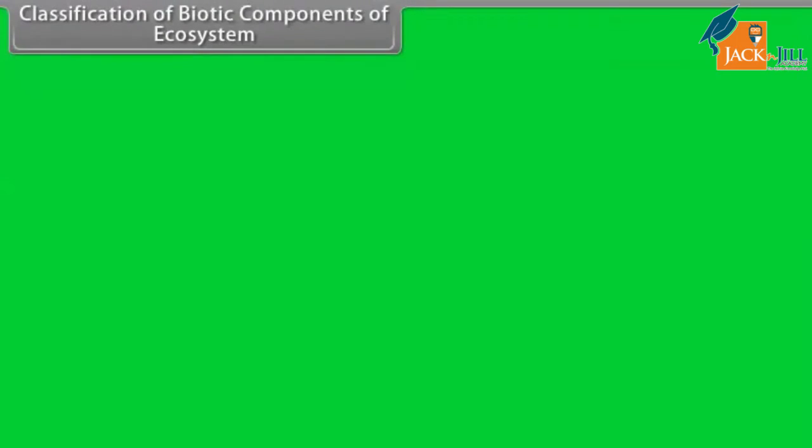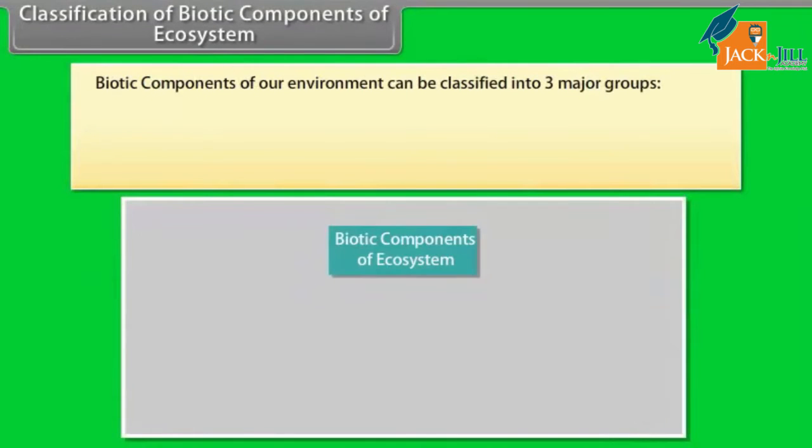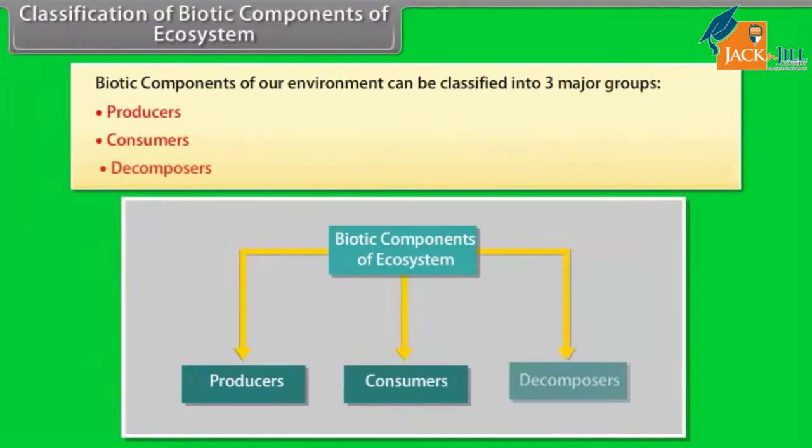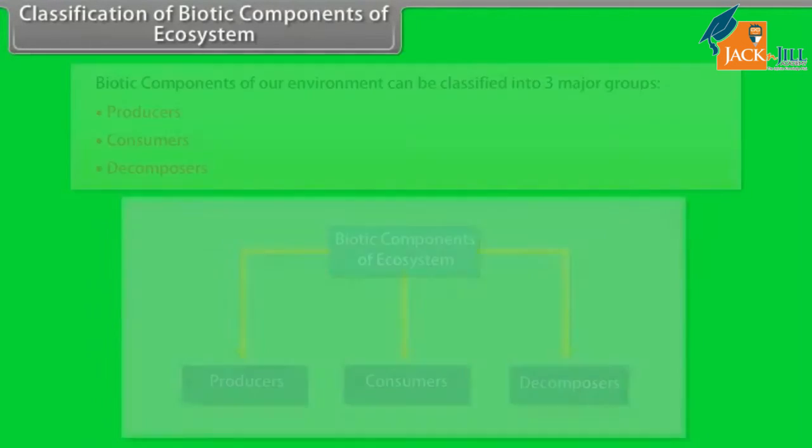Classification of biotic components of ecosystem. Biotic components of our environment can be classified into three major groups. They are producers, consumers, and decomposers. Now we will learn in detail what producers, consumers, and decomposers are.